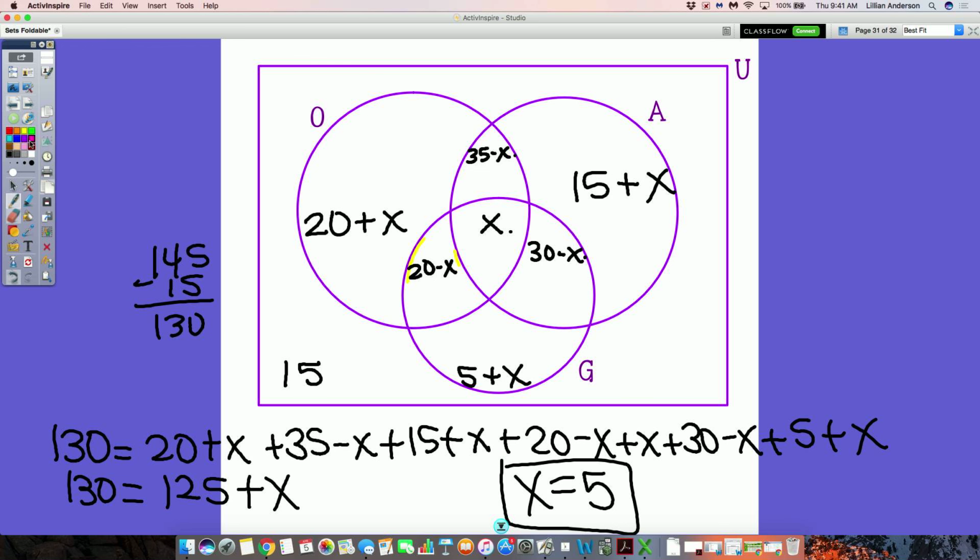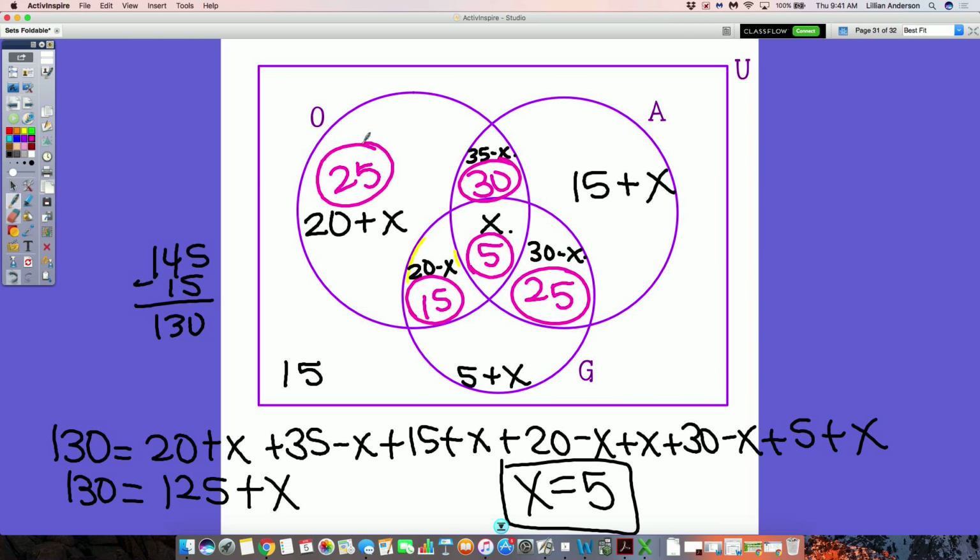Okay? So just real quick, just to make sure that we're good, you would have 5 here. How many liked orange and apple only? 30. How many liked orange and grape only? How many liked apple and grape only? How many liked just orange? How many liked just apple? How many liked just grape? And if I were to add all the ones that are in my pink circles along with my 15, that would give me 145 people, which is what we started with.